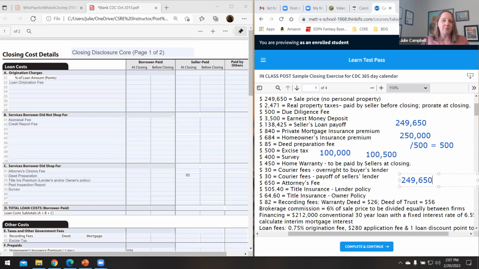The other way, some of you like to do, take your sales price, $249,650, divide by 500, 499.30. You go, uh-oh, I have change. What do I do?